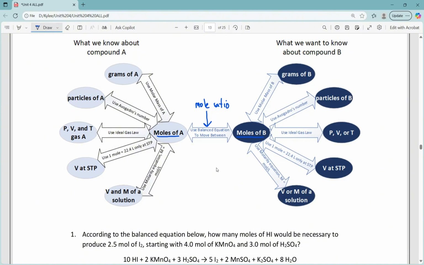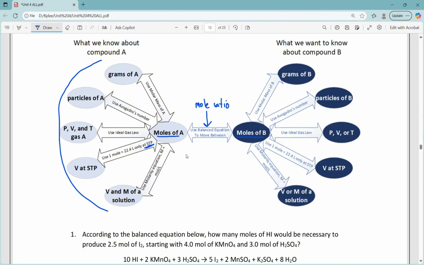If we are not given moles, then on this side are all the different ways that we can get to moles, depending on what we are given. If we're given grams, we can get to moles via the molar mass. If we are given particles, we can use Avogadro's number. If we're given P, V, and T, we can use the ideal gas law. If we're given a volume and it specifically says we're at STP, I can use 22.4 liters. And if I'm given a molarity and a volume of a solution, I can also get to moles that way. This left side of the graphic is for different ways we can get to moles.